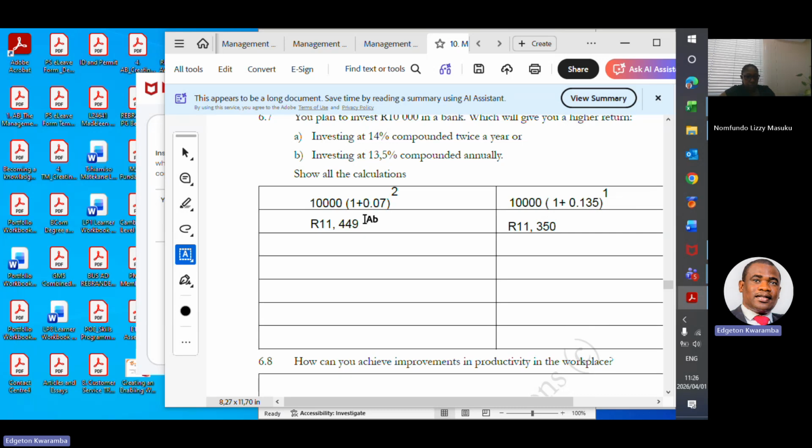So the question was, which option will give you a higher return? Option A. So you just write at the bottom, option A will give a better return.